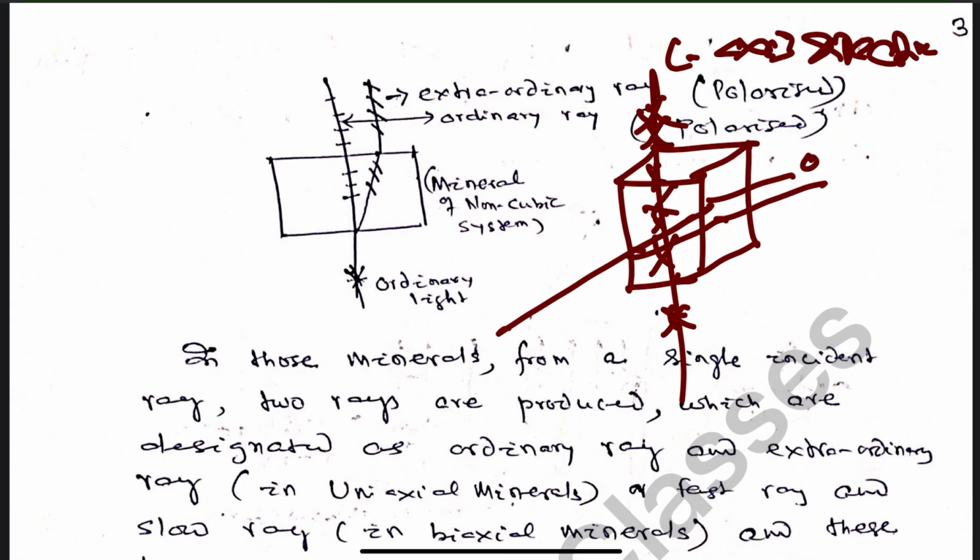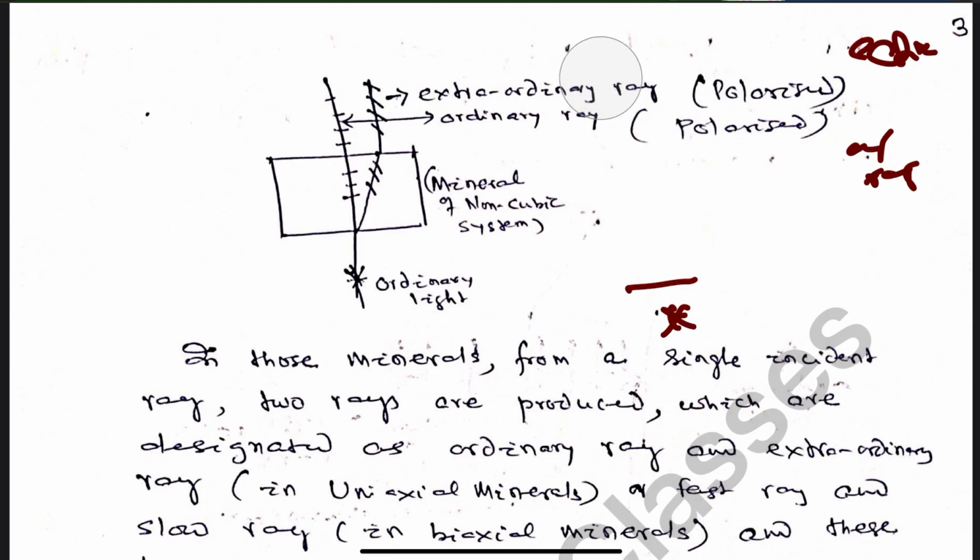One obeys the rules of reflection, the other does not obey, that is the extraordinary ray. So two rays are being produced, and these two rays are polarized and they vibrate in two mutually perpendicular planes. So if the light is moving parallel to the c-axis or optic axis in the case of uniaxial minerals, it is not found to be polarized. But in other directions it is found to be polarized.